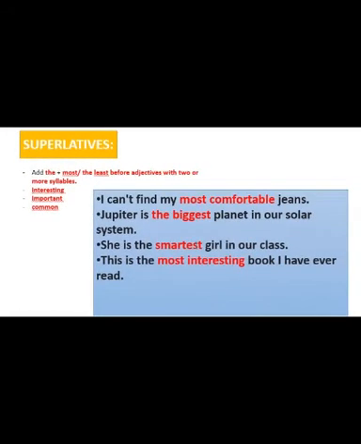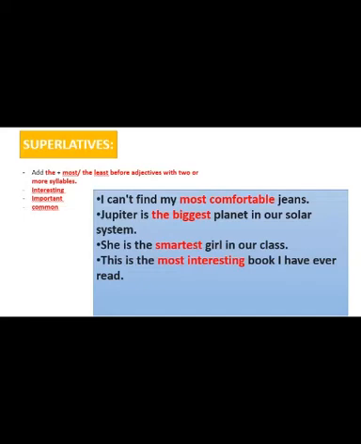And here we have another rule. Add the plus most or the plus least before adjectives with two or more syllables. Some examples of these adjectives are interesting, important, and common. Let's see the example. I can't find my most comfortable jeans. In some cases, you don't have to use the particle the, as in the first example, can you see? Let's see again. I can't find my most comfortable jeans.